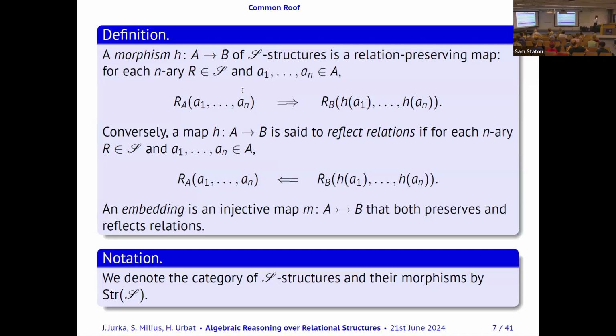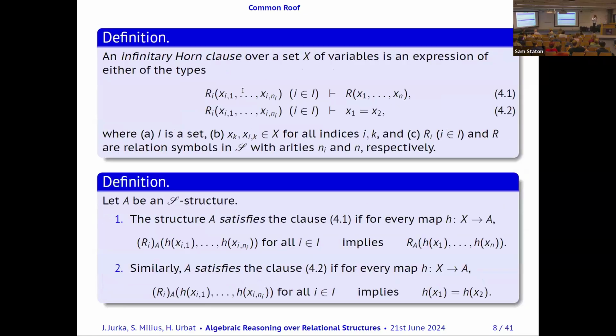There's also a notion of reflecting relations, and something that we will use is an embedding. It's an injective map that both preserves and reflects relations. By STRS, we will denote these structures and the morphisms between them, the ones that preserve the relations.